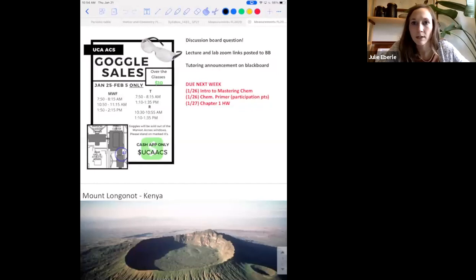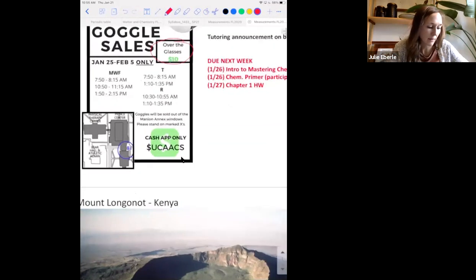Remember, since we are starting labs next week, you need goggles. If you already have a pair from a previous chemistry or science lab, great. If you don't, the chemistry department sells goggles for $10. They sell them on campus. They are the kind that will fit over your glasses if you wear glasses, so that's nice. They sell them at the annex. If you don't know where the Mannion Hall annex is, there's a little map right here.